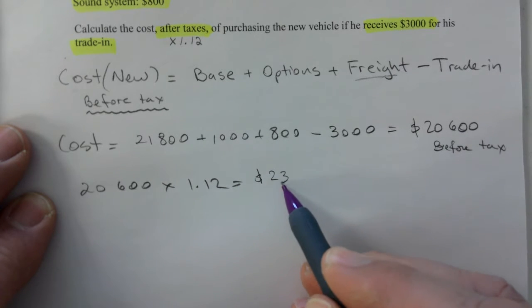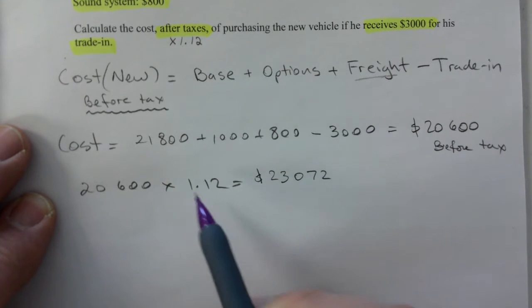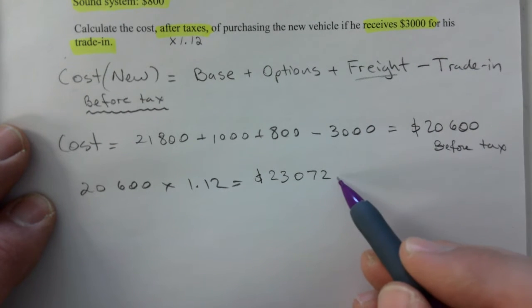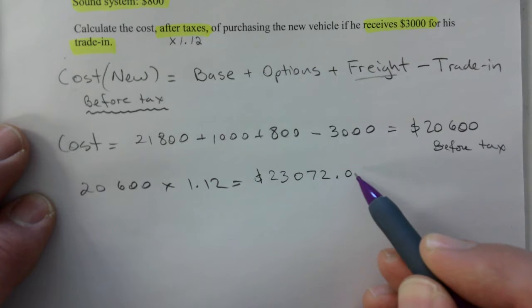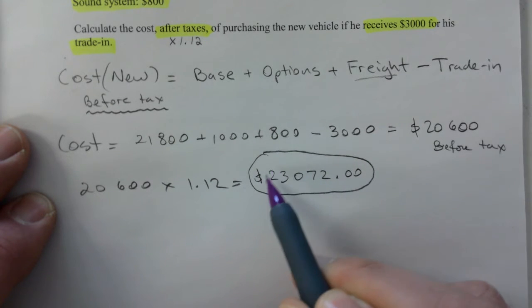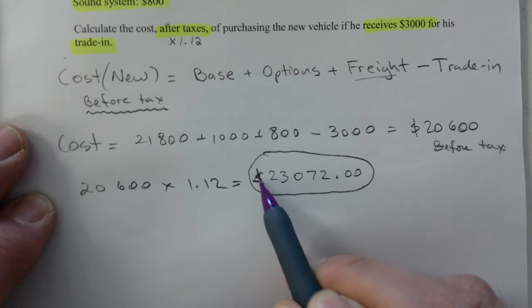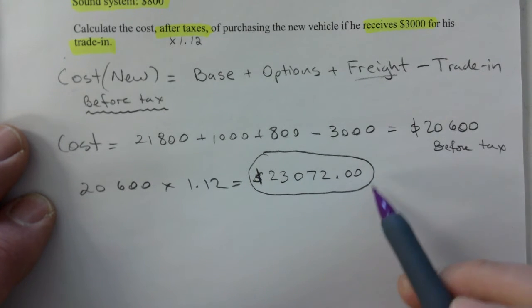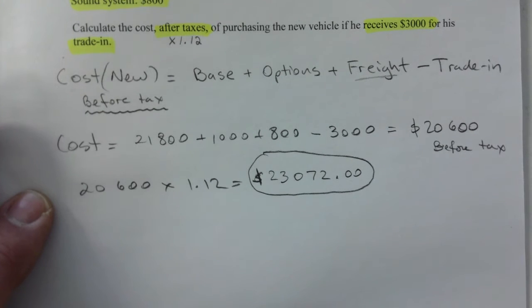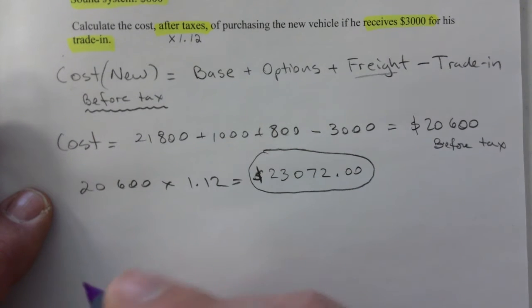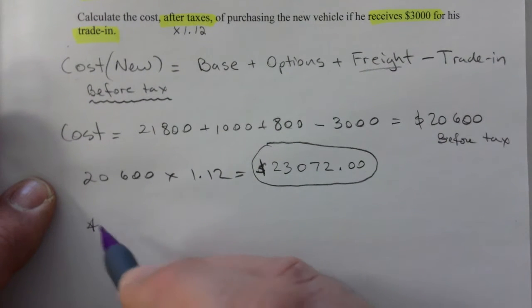If you do it the different way, where you multiply by 0.12 and then add that to your before tax price, and make sure you always have 2 decimals when it's a monetary, meaning dollars, right? Don't forget your dollar sign, don't forget the 2 decimals. Circle your final answer stated clearly, okay? And we'll make a note here.